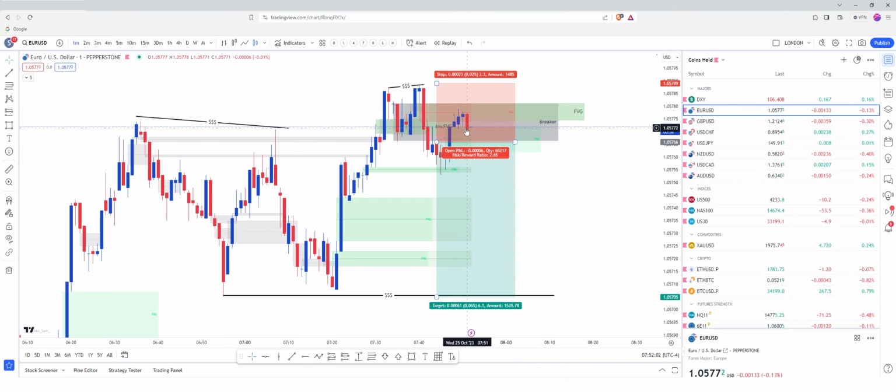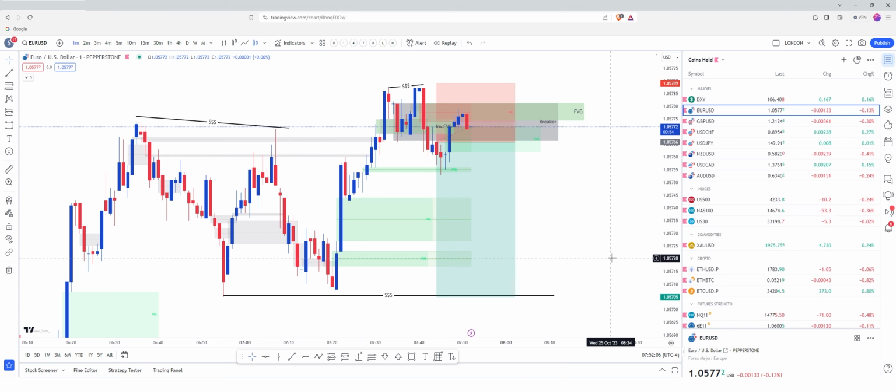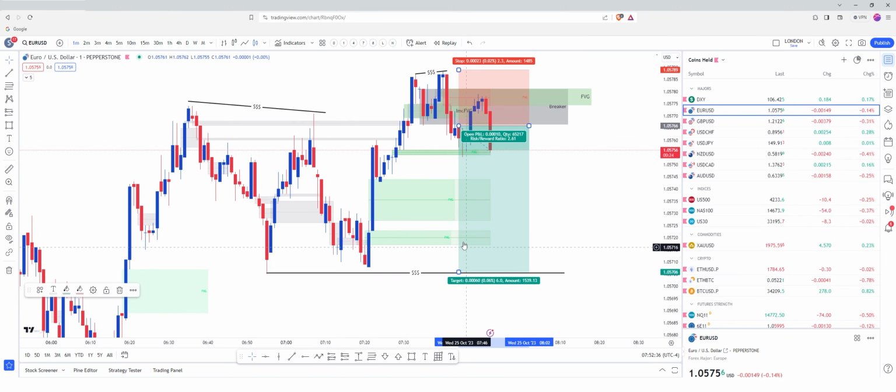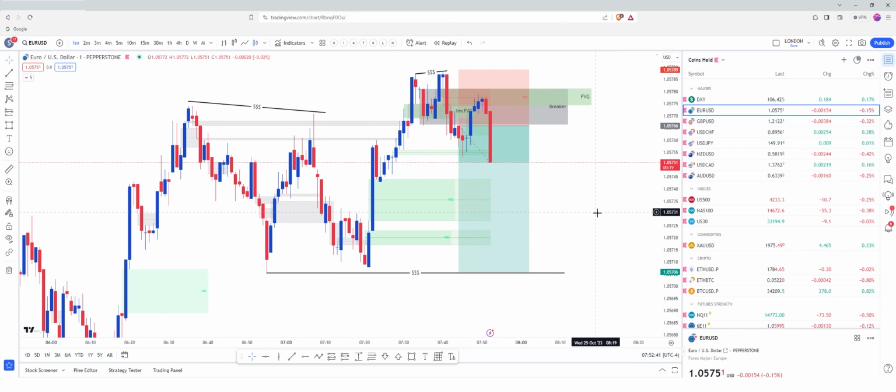Nice engulfment there. No bottom wick on it. There we go. Halfway through the candle. Just contemplating whether I take 50% off at 1-to-1 or not. I think I'm just going to let it run.